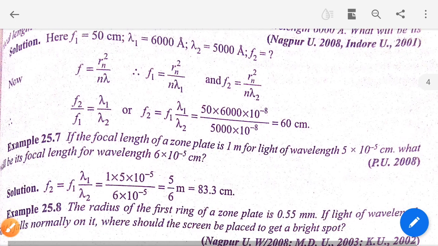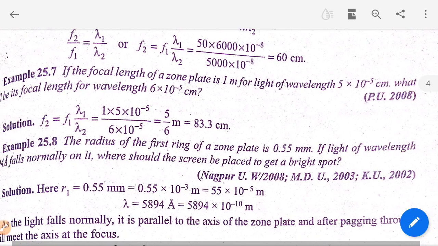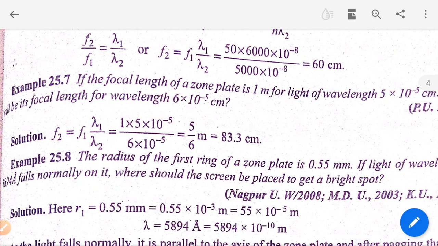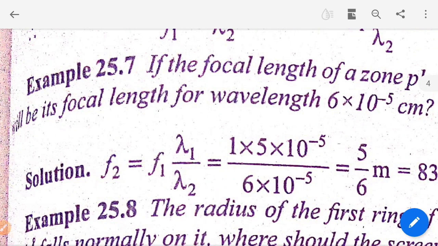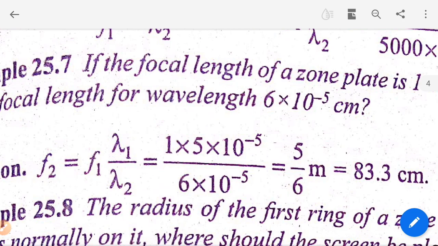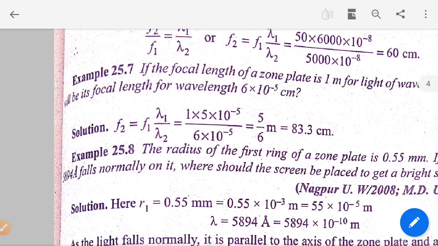And move to a further example. In a similar way, if the focal length of a zone plate is 1 meter for a light of wavelength 5 into 10 to the power of minus 5 centimeter, what will be the focal length for the wavelength 6 into 10 to the power of minus 5 centimeter? Similarly, f2 is equal to f1 lambda 1 by lambda 2, then put this value and we got 83.3 centimeter.